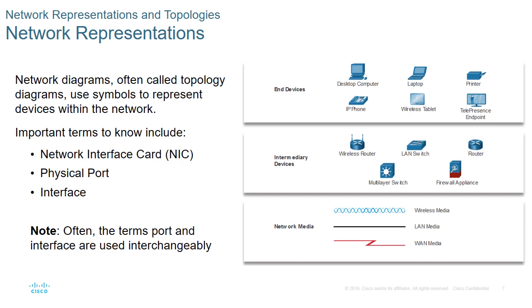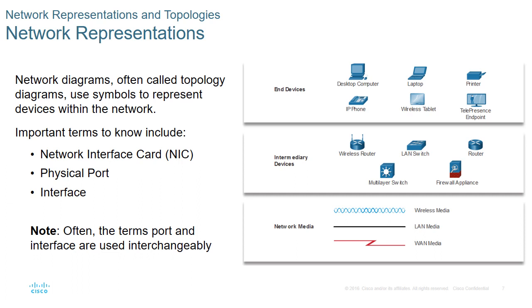And then if you see the intermediate devices, the list of intermediate devices is here: wireless router, LAN switch, router, multi-layer switch, and then firewall appliances. And then what type of media you are going to use to connect all these intermediate devices and the end devices? Say for example, I may use the LAN media, I may use the WAN media. Where do you use the LAN media?